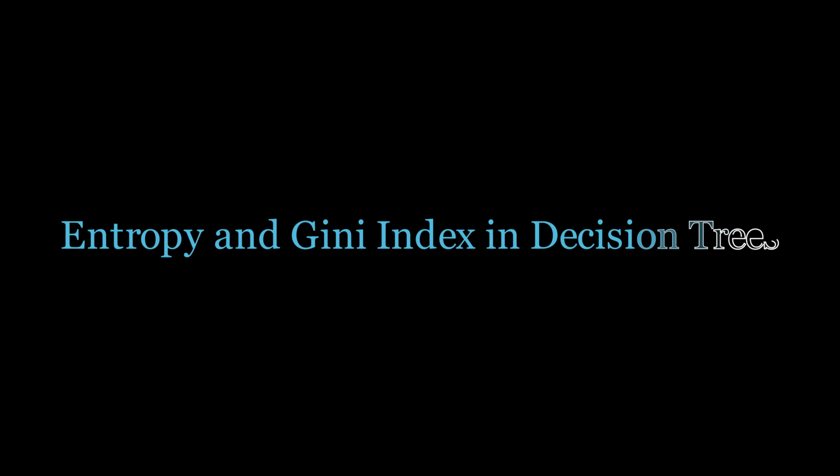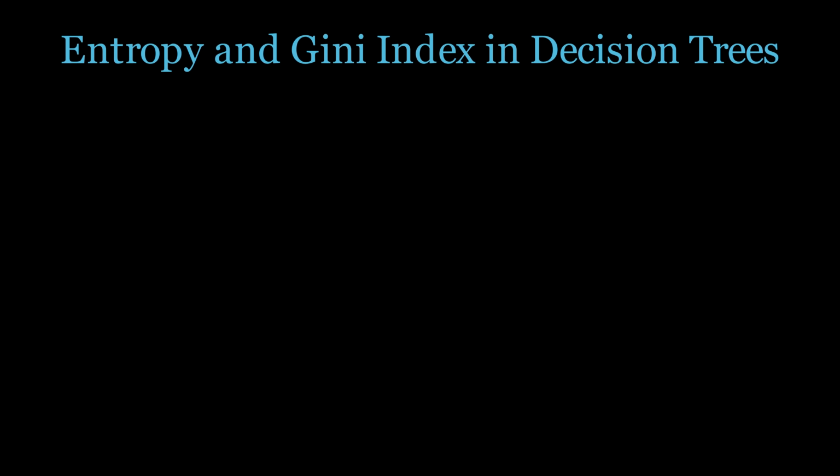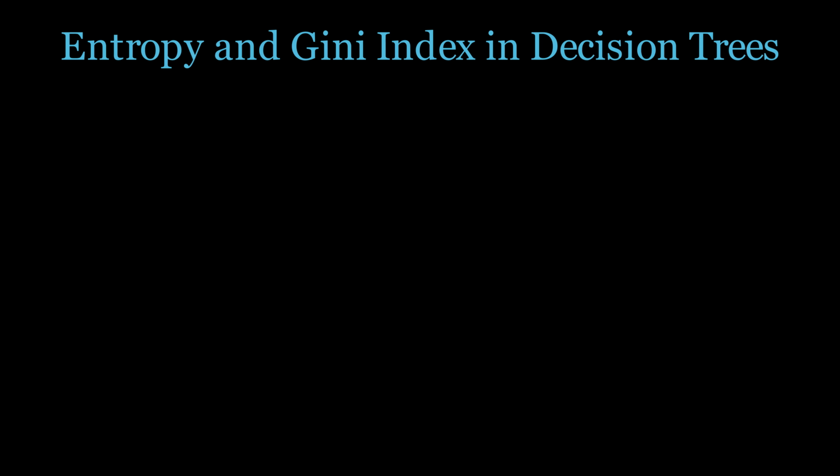Entropy and Gini index. Two important measures used in decision trees to determine the best feature for splitting a dataset. Entropy measures the level of disorder or impurity in a dataset. It is calculated using the formula.